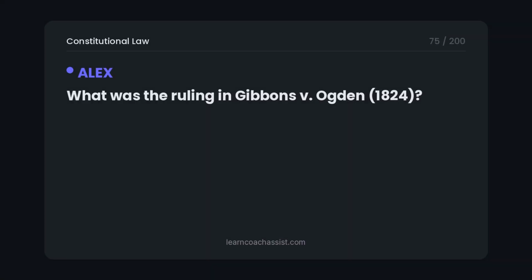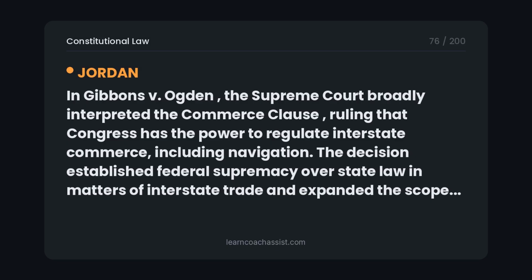What was the ruling in Gibbons v. Ogden, 1824? In Gibbons v. Ogden, the Supreme Court broadly interpreted the Commerce Clause, ruling that Congress has the power to regulate interstate commerce, including navigation. The decision established federal supremacy over state law in matters of interstate trade and expanded the scope of congressional power.